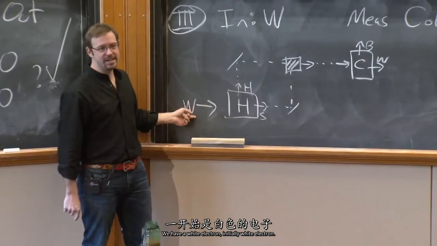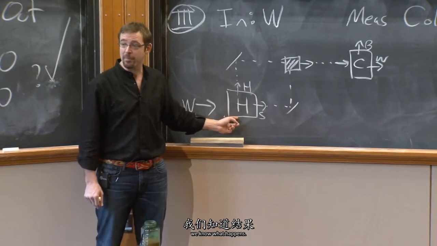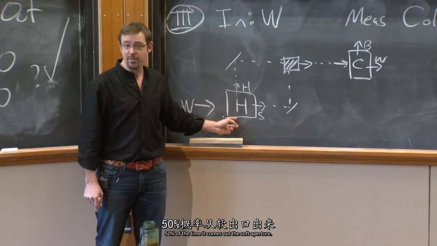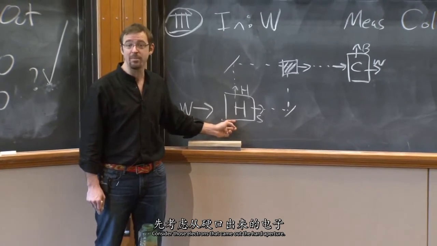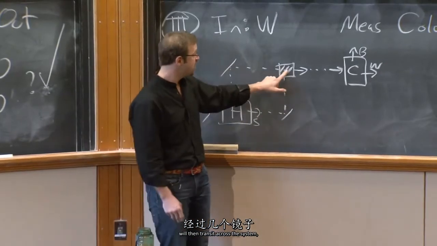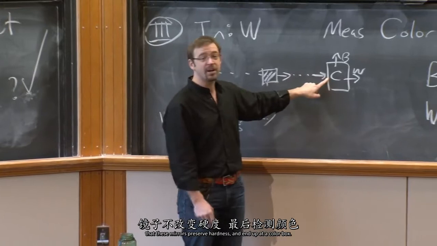We have a white electron, initially a white electron. We send it into a hardness box. When we send a white electron into a hardness box, we know what happens. 50% of the time it comes out hard, the hard aperture. 50% of the time it comes out the soft aperture. Consider those electrons that came out the hard aperture. Those electrons will then transit across the system, preserving their hardness by virtue of the fact that these mirrors preserve hardness, and end up at a color box.